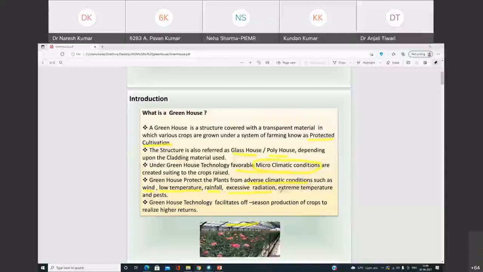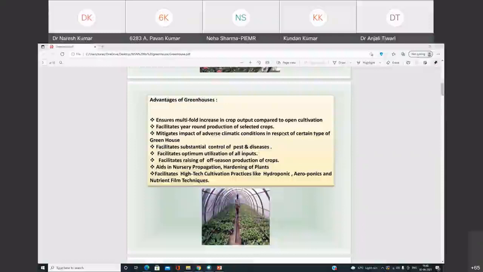So that is true. Greenhouse technology facilitates off-season production of crops to realize higher returns, so the farmer has to choose which crop is to be cultivated in which season and which is more beneficial to them. So what are the advantages?